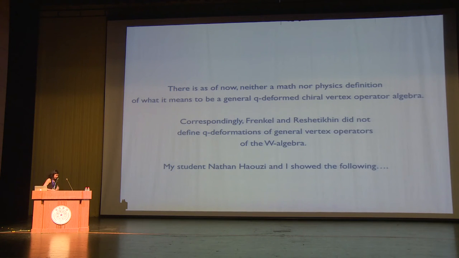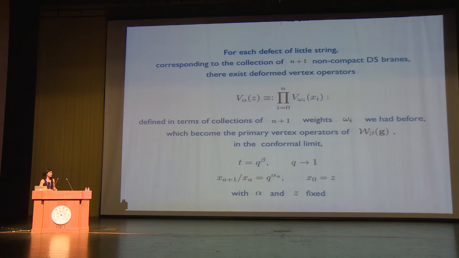Now, as of now, there is no good, neither physics nor math, definition of what it actually means to be a q-deformed chiral vertex operator algebra, despite the fact that Frenkel and Reshetikhin and others studied them extensively in the 80s and 90s. Correspondingly, Frenkel and Reshetikhin did not actually define q-deformations of general vertex operators of the W algebra that we need. They defined some, but not the ones that we need. So with my student Nathan, we show the following.